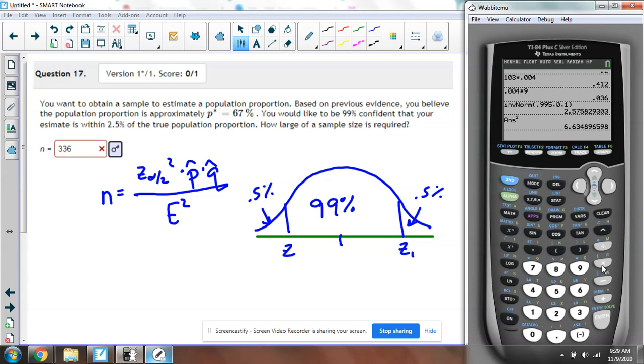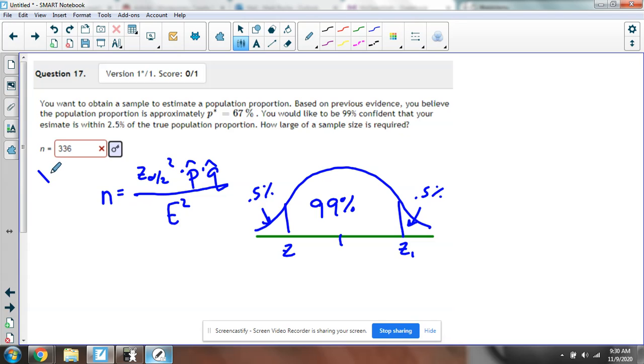Get that. We're going to multiply it by p hat, which is 0.67, and by q hat, which is 1 minus p hat, which is going to be 0.33. And then I'm going to take my margin of error, which is 0.025, square that, and divide this by that. So I get 2,347.1, or 2,348.